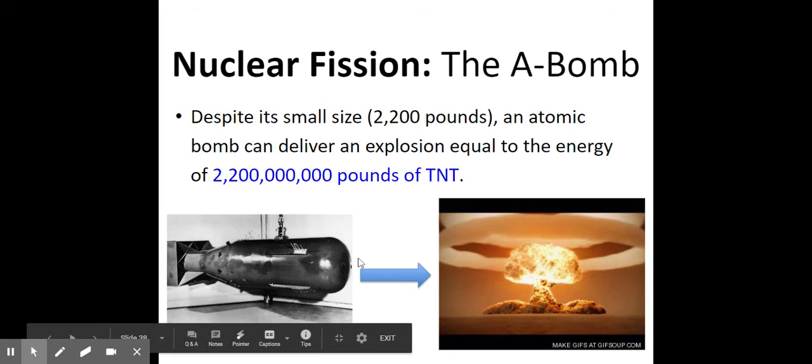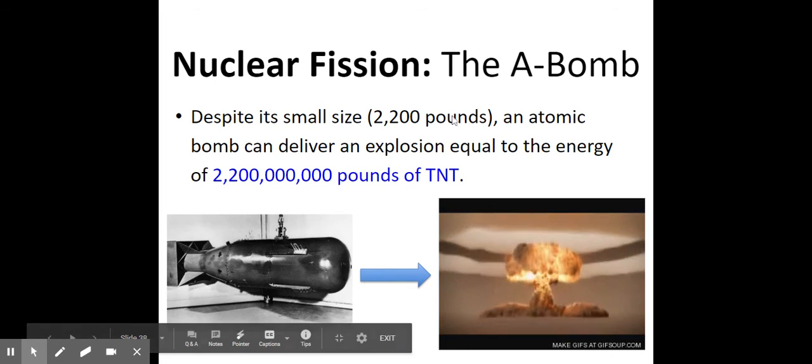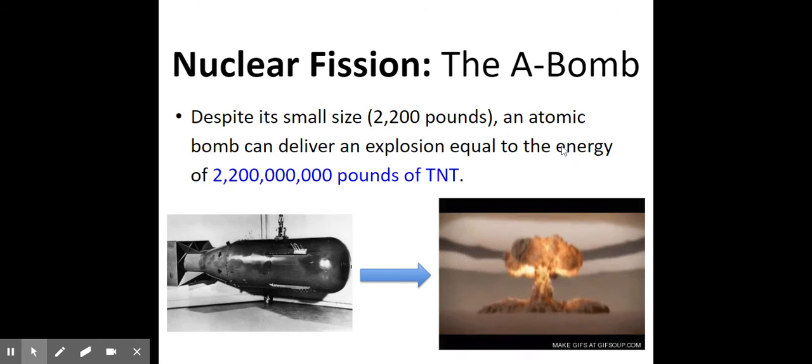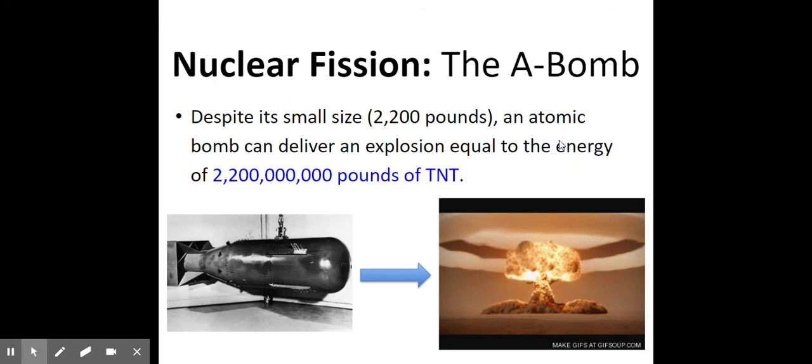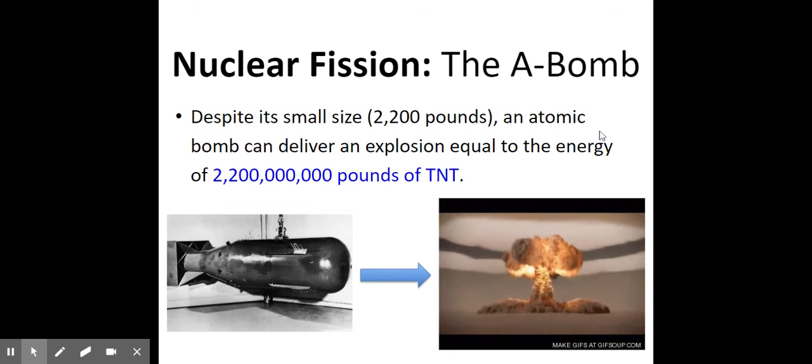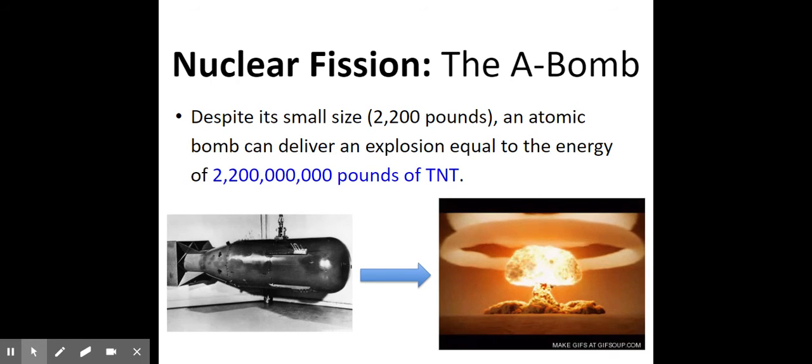So an example of nuclear fission is the A bomb. Again, these are the bombs that we dropped on Hiroshima and Nagasaki. Very small, only 2,200 pounds, but an atomic bomb can deliver an explosion which is equal to the energy of 2,200,000,000,000 pounds of TNT.